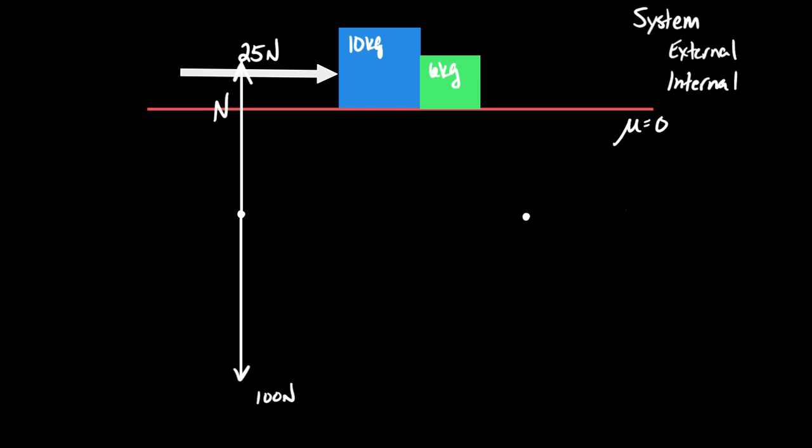Now I'm going to get this one out of the way, but there's got to be a 25 Newton force too, right? That's the external force. Somebody's pushing on the boxes. Some of you are going to put that on both boxes. Don't. The 25 Newton force doesn't act on the green box. It acts on the blue box.